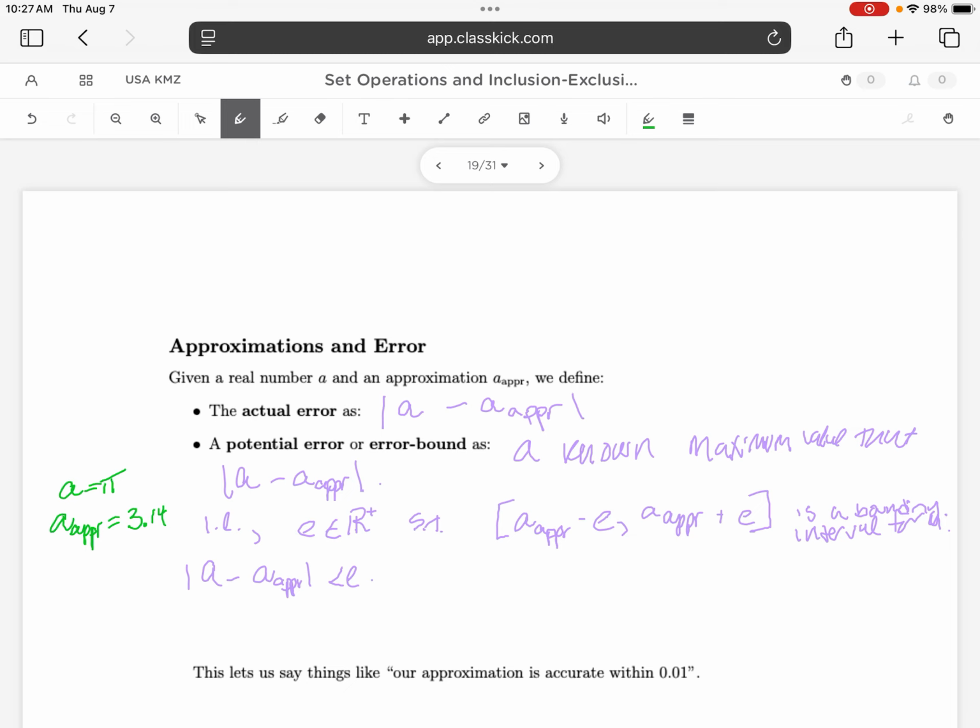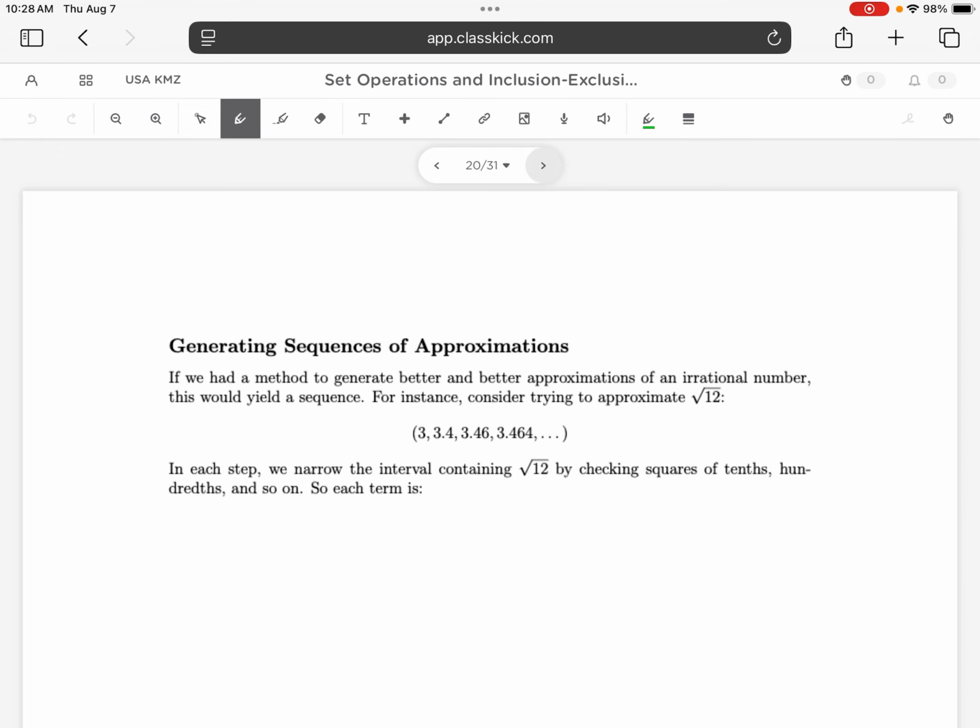And so since pi is in the interval between 3.14 and 3.15, that gives us an error bound, right? It's telling us you're guaranteed to be in that interval. And so this allows us to say things like our approximation is going to be accurate within 0.01 or whatever it is. So let's look at another example.